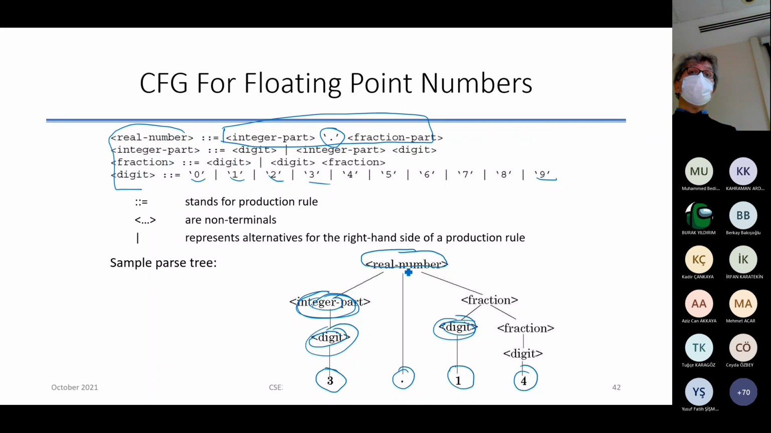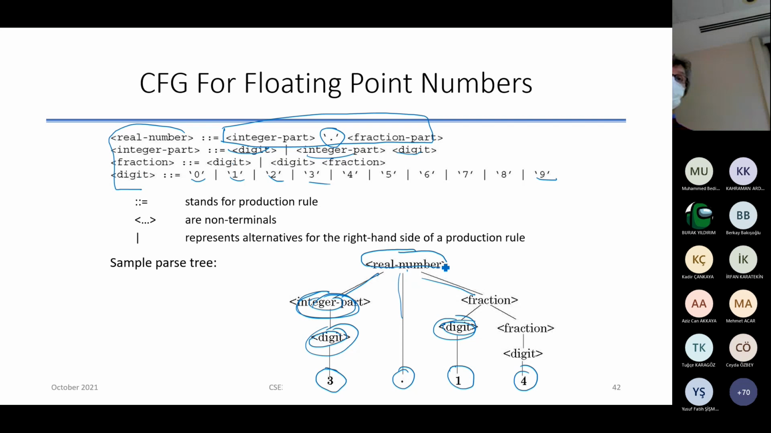You have to have a real number, and you have to have 3 children. The first child is the integer part. The second child is a dot, a terminal, and the third child is fraction, which is a non-terminal. And now for integer part, of course, you have two options: either digit, or integer and digit. In this case, digit will be sufficient to actually capture 3 points.